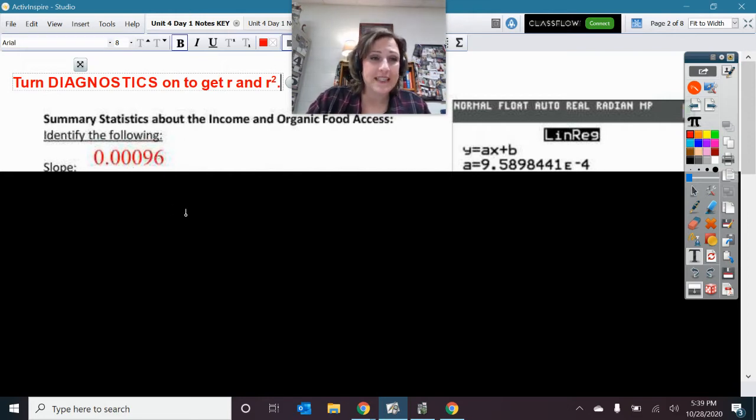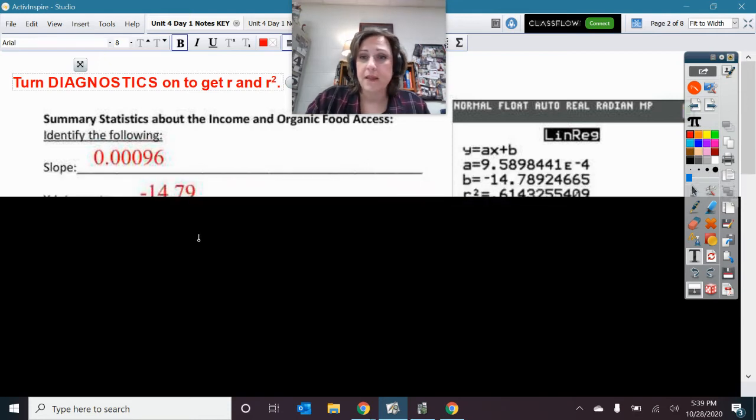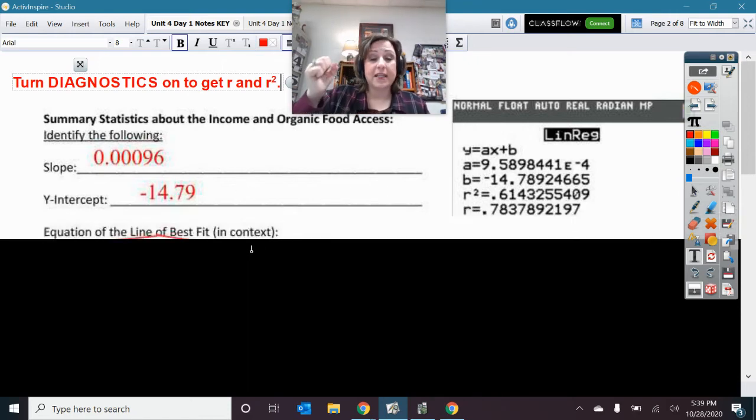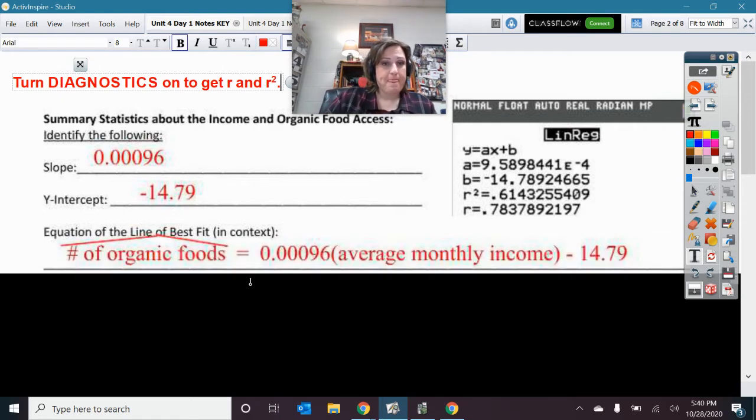So that would be 0.00096. The y-intercept is that negative 14.79. So therefore, my equation in context of this problem is this. When you are asked to write the equation of the line on the homework, you have to do it in context. So look, the y variable, the number of organic foods, equals 0.00096 times, that's the slope, times the average monthly income, minus 14.79.